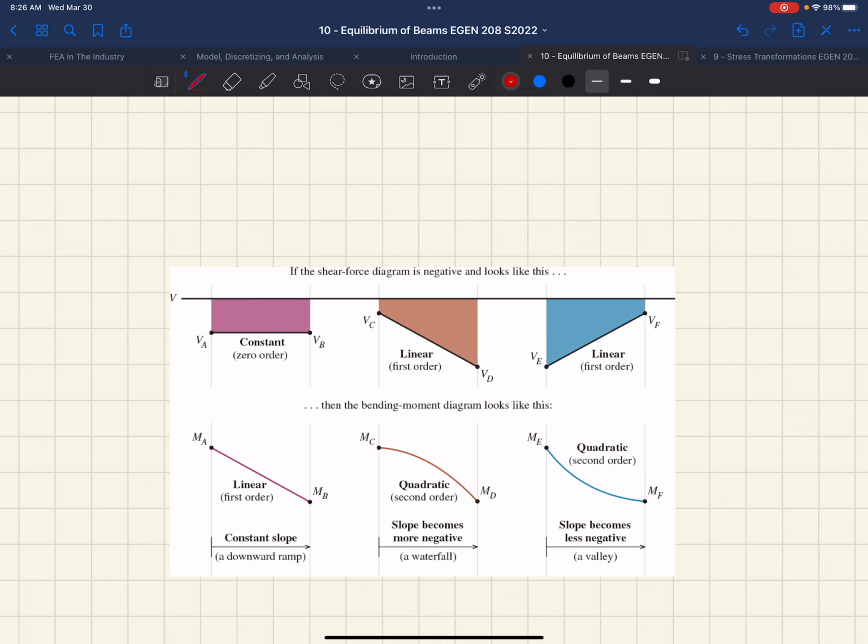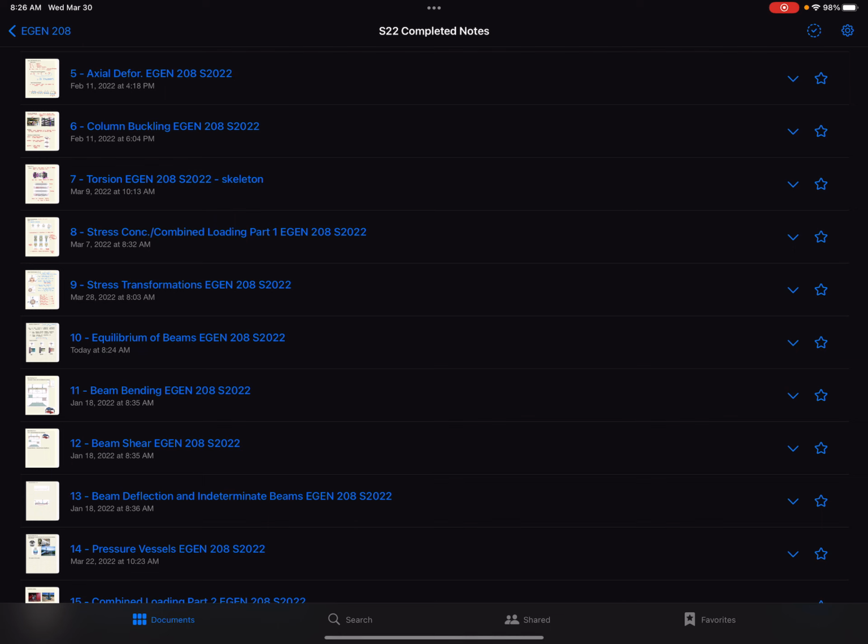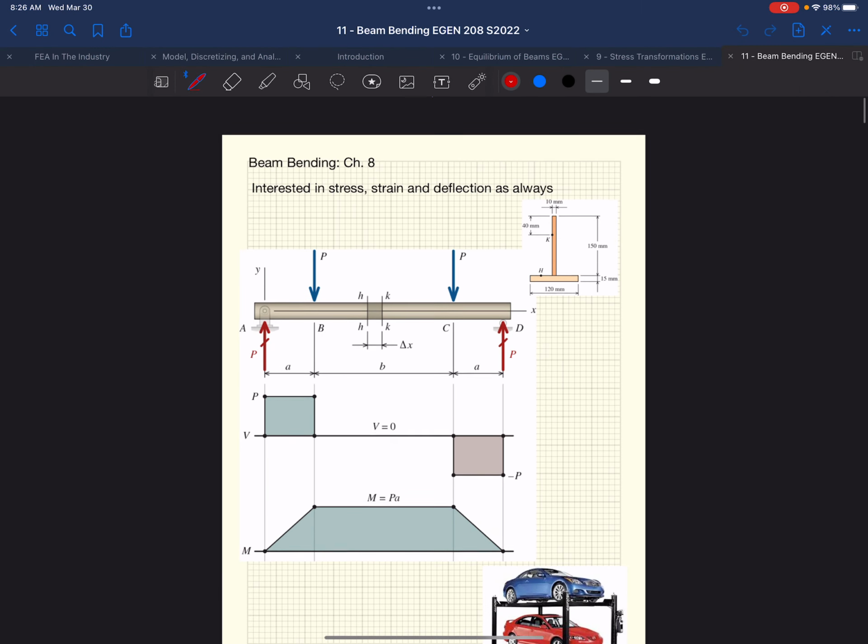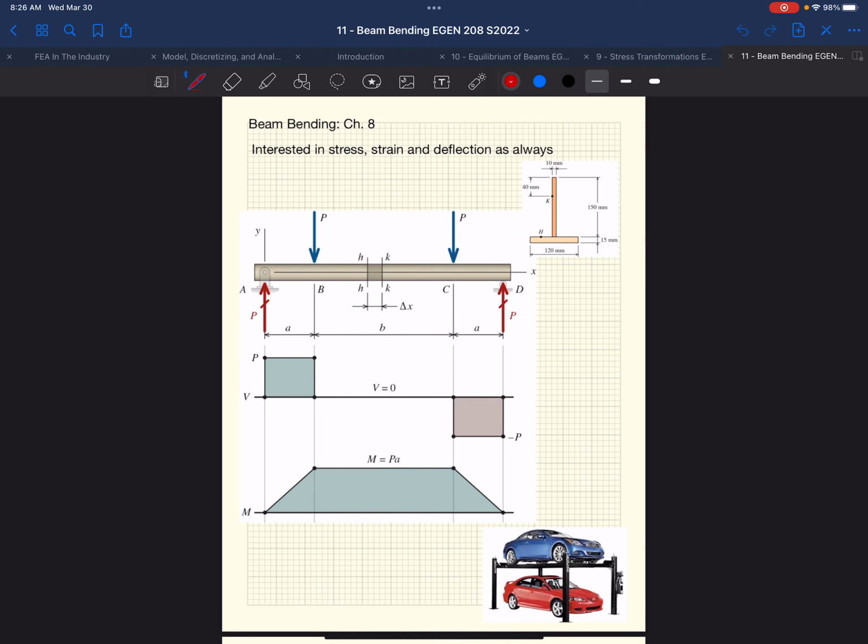All right. That was your 1.5 day review of EGEN 203, because we're going to start using those principles pretty consistently when we start looking at beam bending.